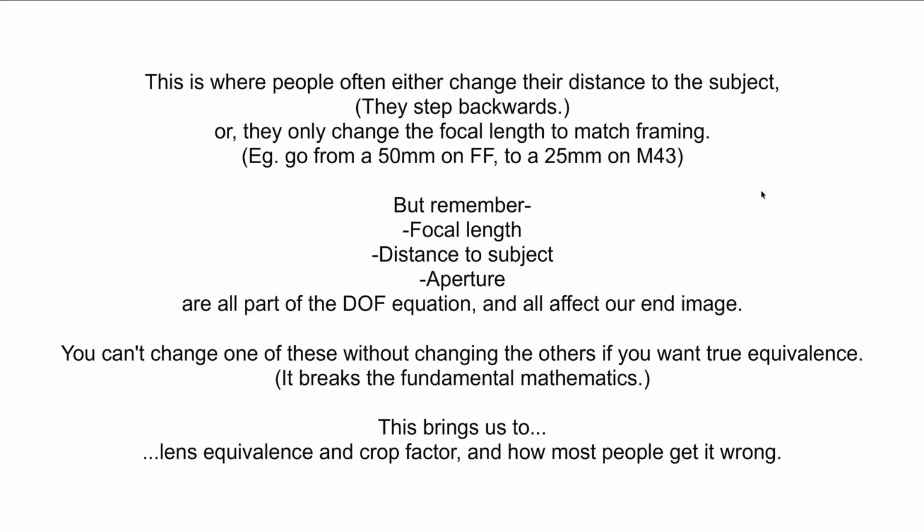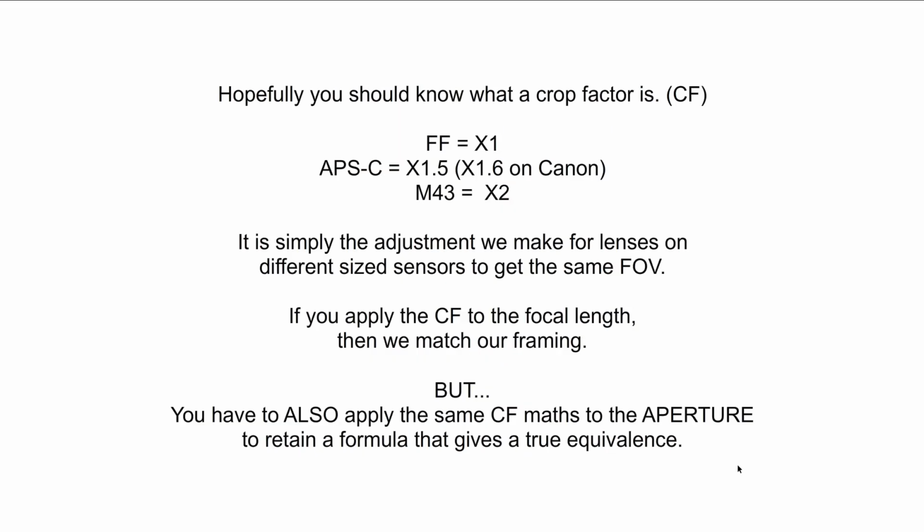So this is where people often either change the distance of the subject, stepping backwards with their crop sensor camera to reframe things and get the same frame, or they change the focal length to match the framing. For example, if you go from a 50mm on a full frame, they'll pop on a 25mm lens on their Micro Four Thirds to get the same framing. But remember, everything we've talked about earlier, the focal length, the distance of the subject, and the aperture, these are all part of the depth of field equation, and they all affect our end image. You can't change one of these without changing the others if you want true equivalence. It breaks fundamental mathematics to do so. So this brings us to lens equivalence, crop factor, and how most people get it wrong.